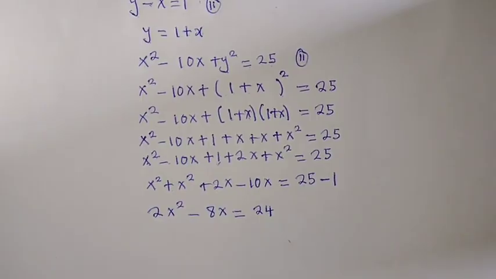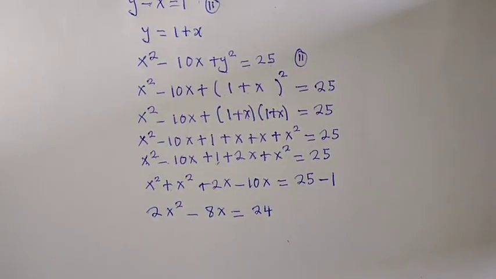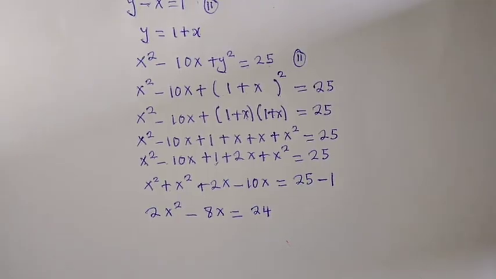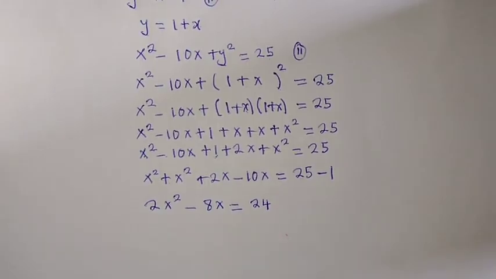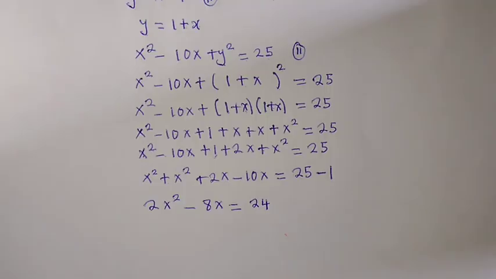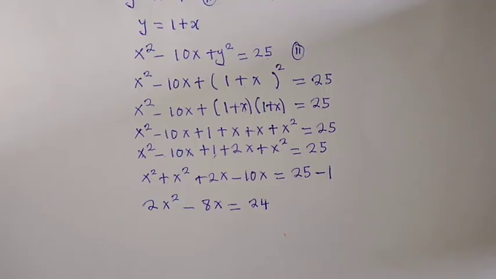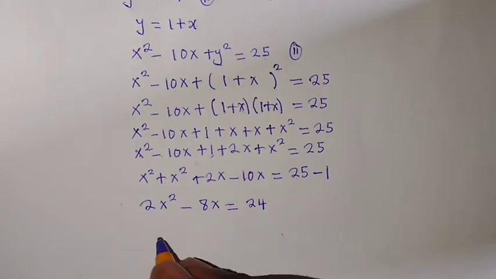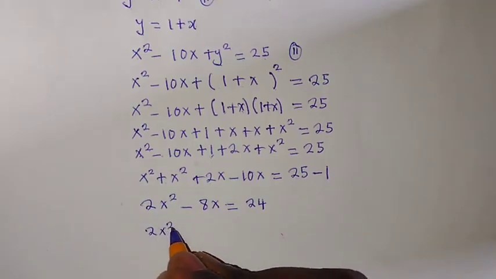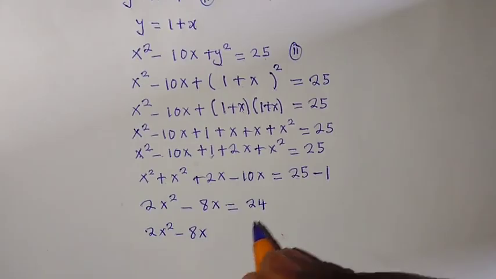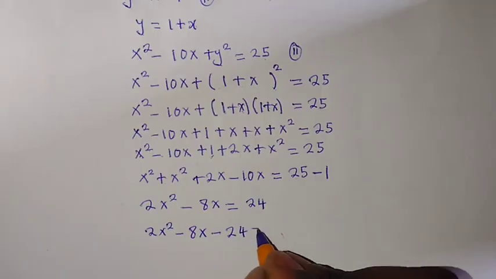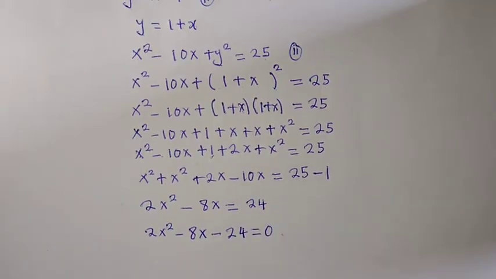Now from here, you can notice that we have what we call the quadratic equation. So we can solve this equation using any of the methods. We can use factorization, completing the square method, or you can use the formula method. Any of these methods can work out. So what you are going to do, we write it as 2x squared minus 8x. This positive 24 comes to the left hand side to be negative 24. Then the right hand side will remain with a 0.